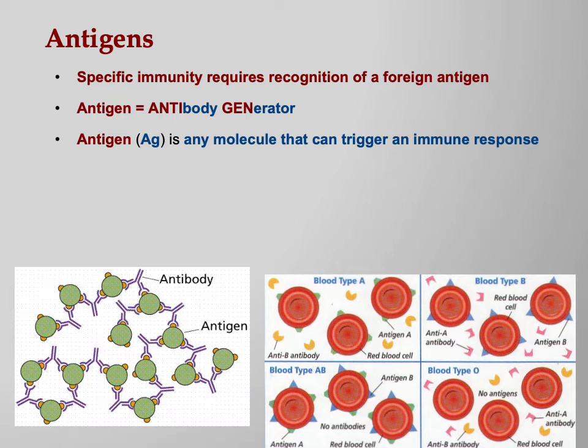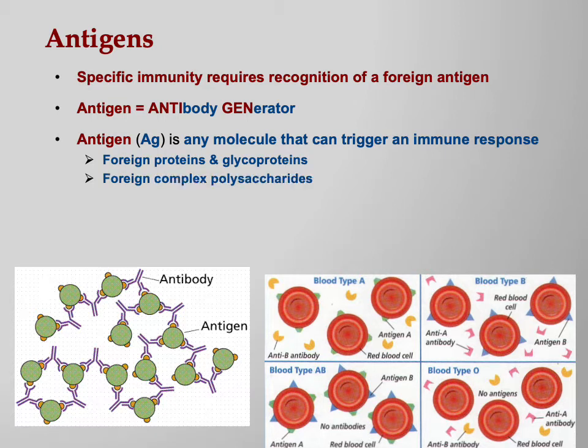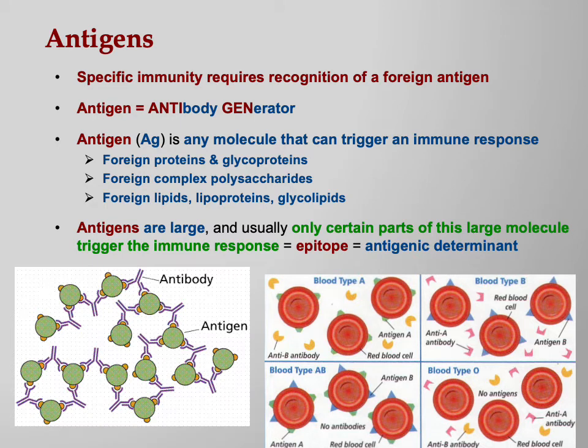So an antigen, Ag, is any molecule that can trigger an immune response. Any molecule or even part of a molecule. So foreign proteins and glycoproteins, foreign complex polysaccharides, foreign lipids, lipoproteins, glycolipids. Basically anything that gets inside your body that isn't supposed to be there, your body will develop antibodies against it. So we call those things that get into your body antigens because they cause you to generate antibodies. Antigens are large, and usually only certain parts of this large molecule trigger the immune response. We have what's called the epitope. We'll talk about that more on the next slide.